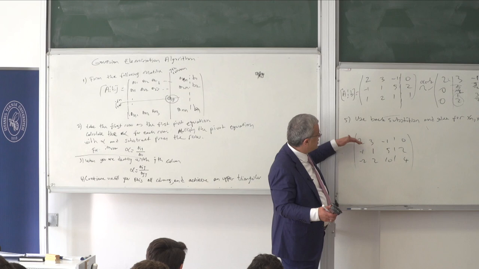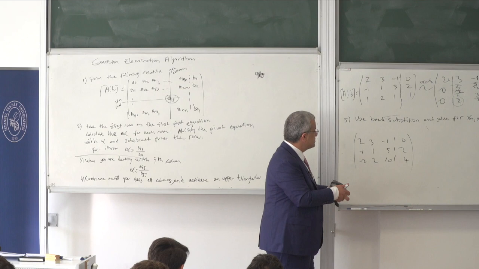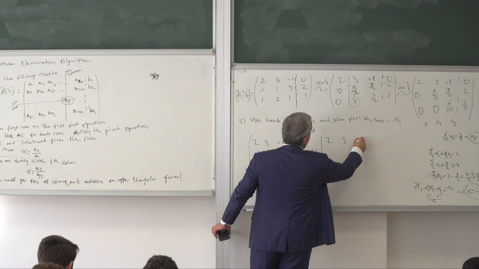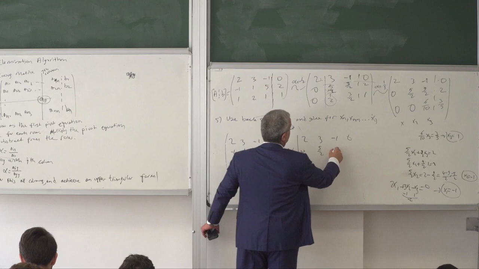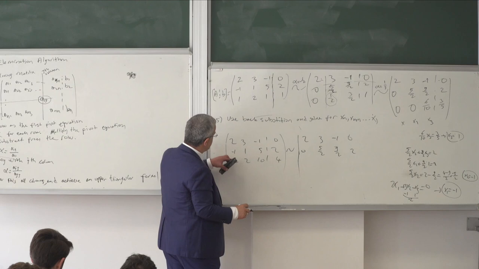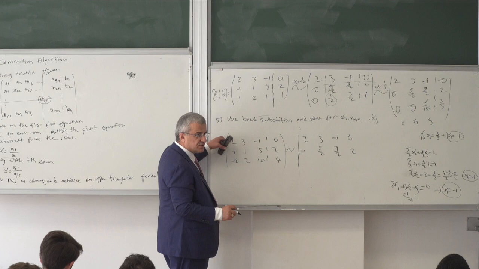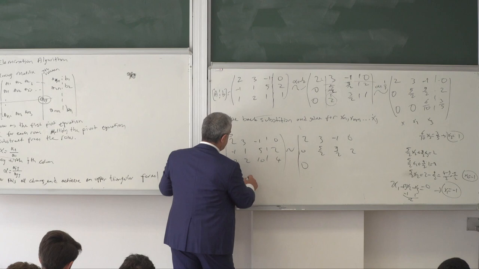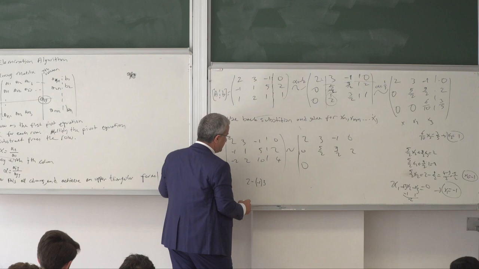Okay? If I were to solve this, the first stage would be the same as here: 2, 3, minus 1, 0, and 0, 5 over 2, 9 over 2, and 2. And what would this be? So this over this, what is that? Pivot. So alpha is minus 1 times this, subtracted from this. So this would be 0. And this would be 2 minus minus 1 times 3, and that would be 5.